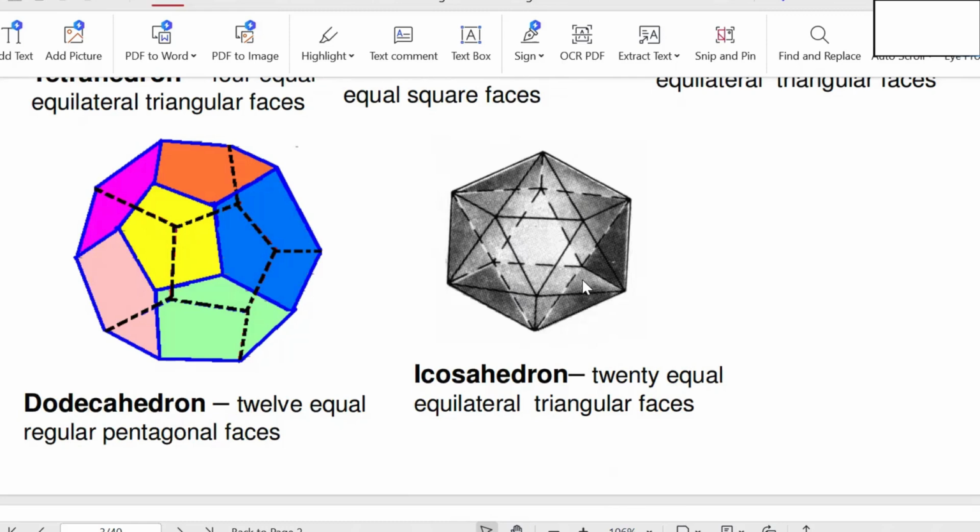Then coming to the last one, that is icosahedron. So what is icosahedron? Here, 20 equilateral triangular faces can be considered. So here, 20 equilateral triangles. So 20 equilateral triangular faces or planes are to be considered to generate an icosahedron.